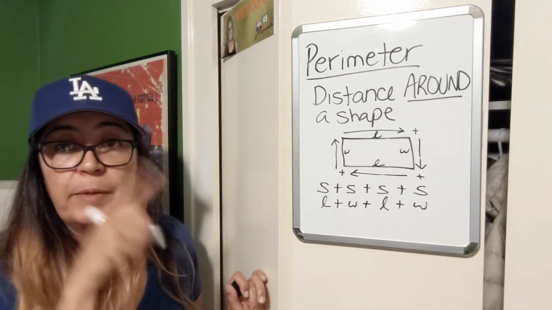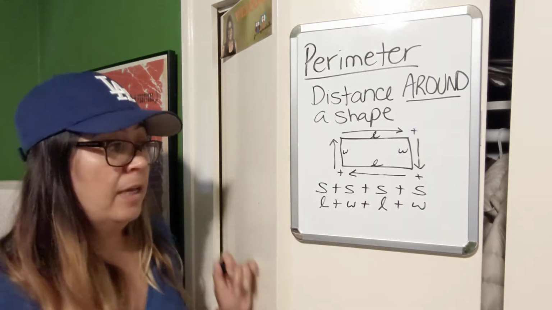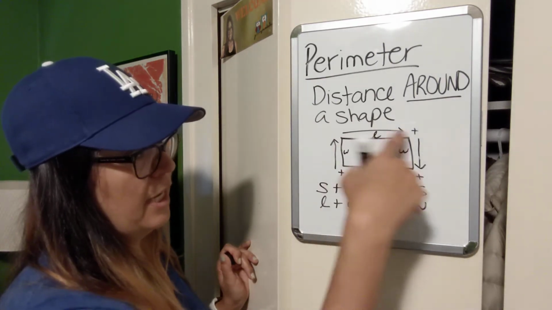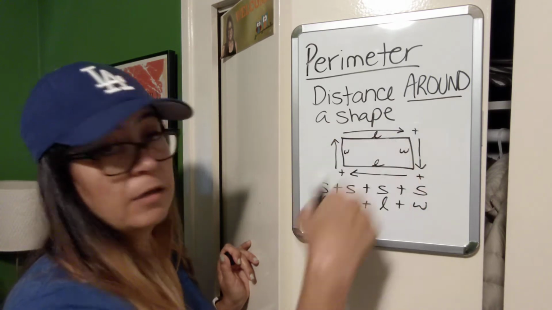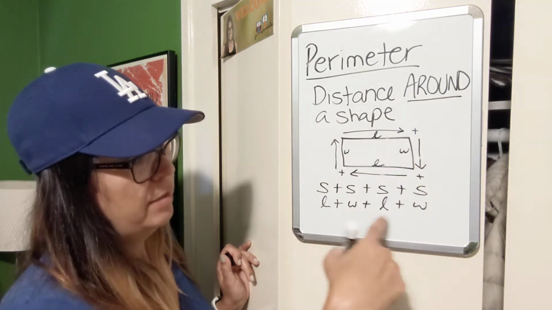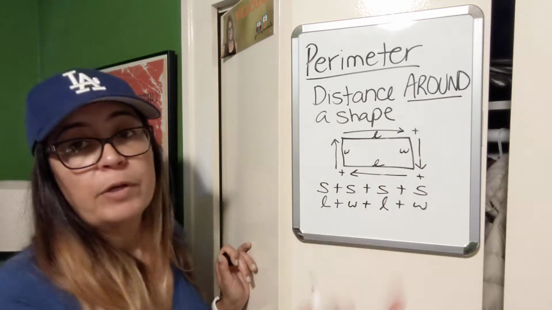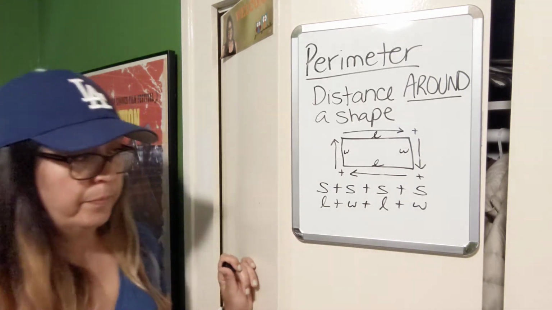Do not be confused by all these letters. It's the same thing. Side plus side plus side plus side, or length, long side plus short side plus long side plus short side. But we don't call it that. We call it length and width, okay?